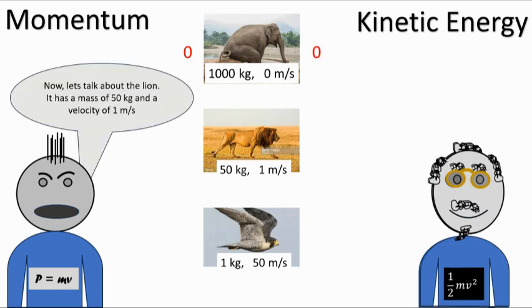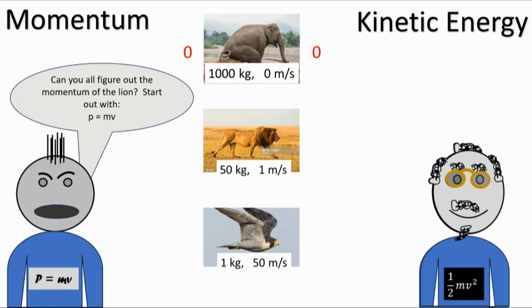Now let's talk about the lion. It has a mass of 50 kilograms and a velocity of 1. Can you figure out the momentum of the lion? Start with the equation P equals mv. Very good. 50 times 1 is 50. The lion has a momentum of 50.